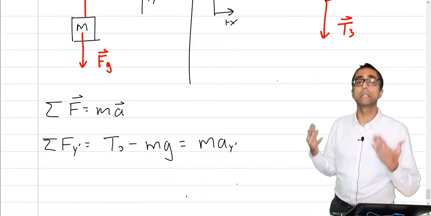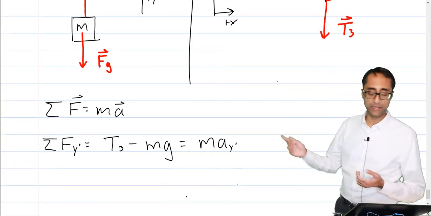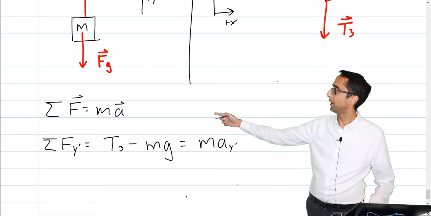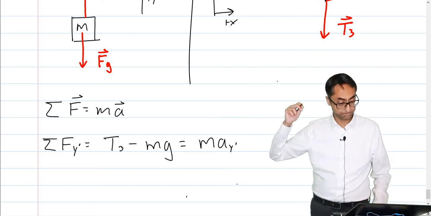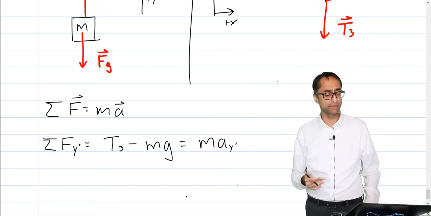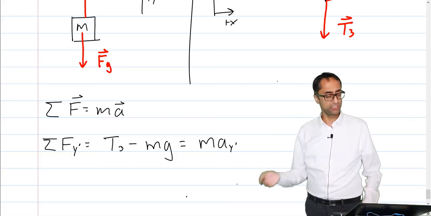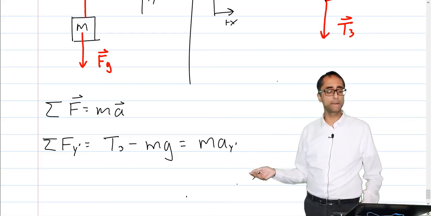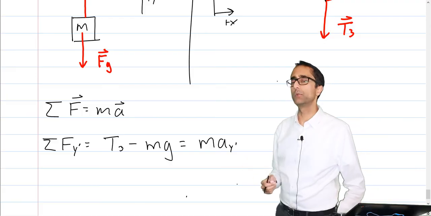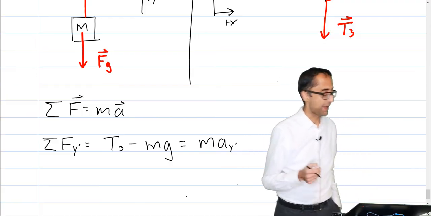That's me applying my F equals ma equation to the mass, the piñata. Those m's are the mass of the piñata. G is, as we know, T3 is an unknown. But we do know one other thing. We know what a y primed is at this time.